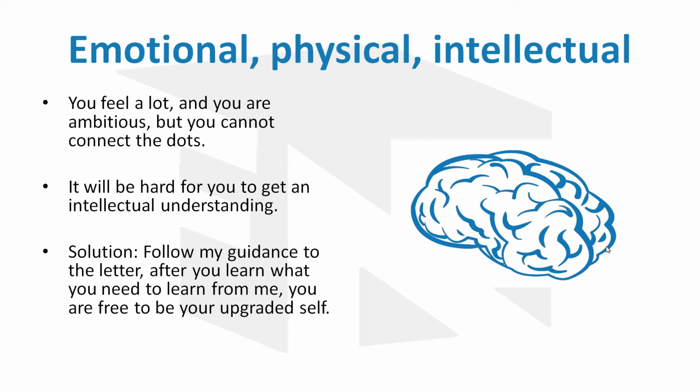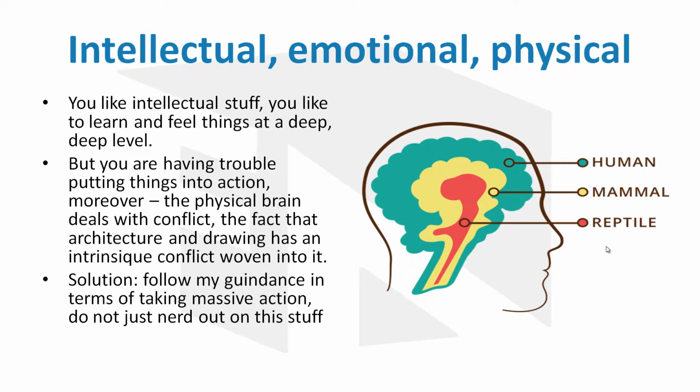So maybe you are like this. You're an emotional brain person with a physical brain and then an intellectual, okay? So this means you feel a lot, you're quite talented, you're ambitious, but you can't connect the dots. So basically, you can't use the abstracting function as well as somebody that would be a bit more intellectual. That's fine. The solution is to follow the guidance that you get from me, because that's going to basically lift you up.